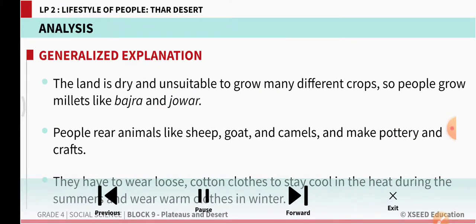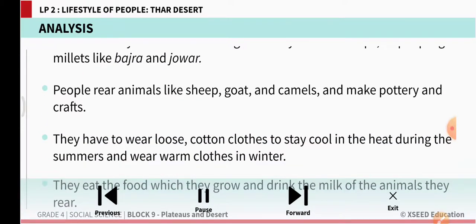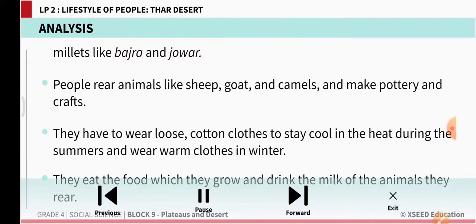The land is dry and unsuitable to grow many different crops. So people grow millets like bajra and jawar. People rear animals like sheep, goats and camels and make pottery and crafts. They have to wear loose cotton clothes to stay cool in the heat during the summers and warm clothes in winter. They eat the food which they grow and drink the milk of animals they rear.